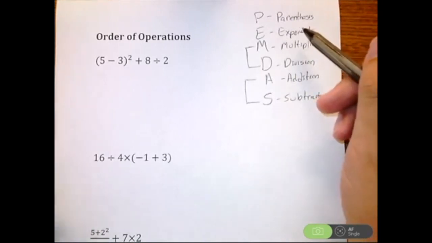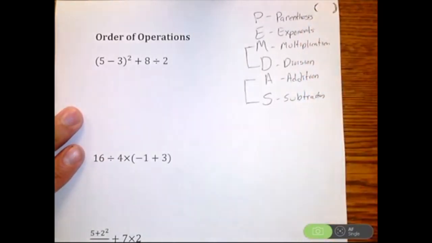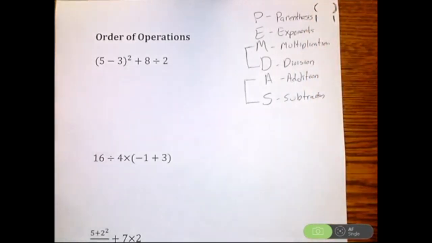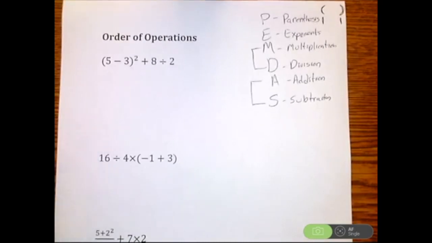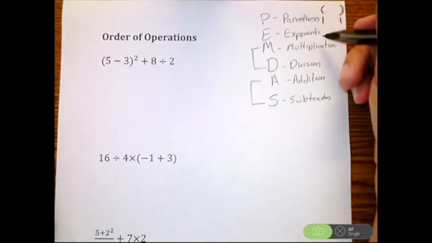So the first thing you're going to have is parentheses, which is basically just some sort of grouping symbol. So either parentheses, absolute values will also provide a grouping symbol. Fractions will be involved as well. We'll talk about that shortly. Exponents, that's what you do next.